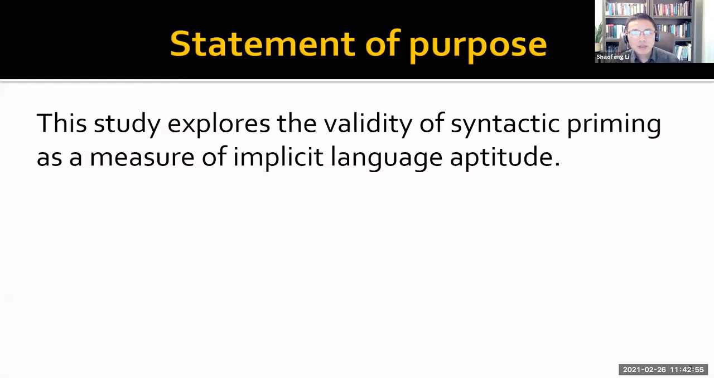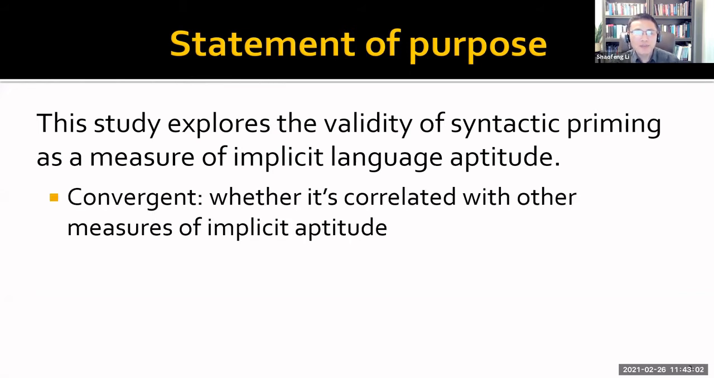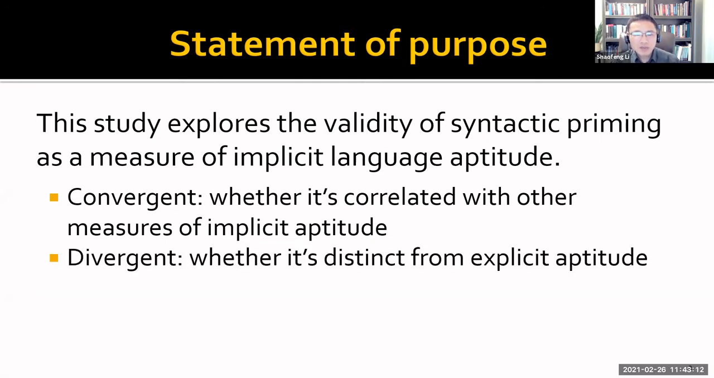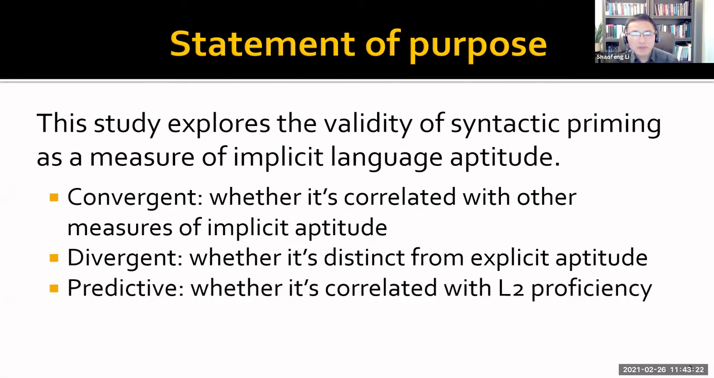So the study explores the validity of syntactic priming as a measure of implicit aptitude from 3 perspectives, which are convergent validity, which refers to whether it's correlated with other measures of implicit aptitude. Divergent validity refers to whether it's distinct from or uncorrelated with measures of other constructs, such as explicit aptitude. Predictive validity refers to whether it's correlated with or predictive of learning outcomes or L2 proficiency.